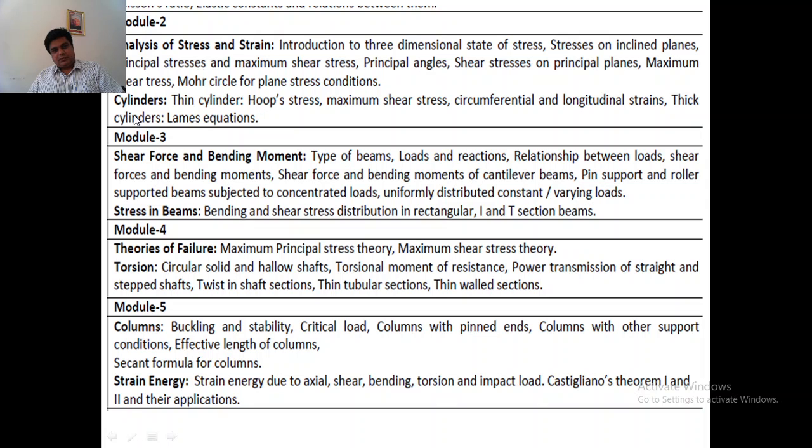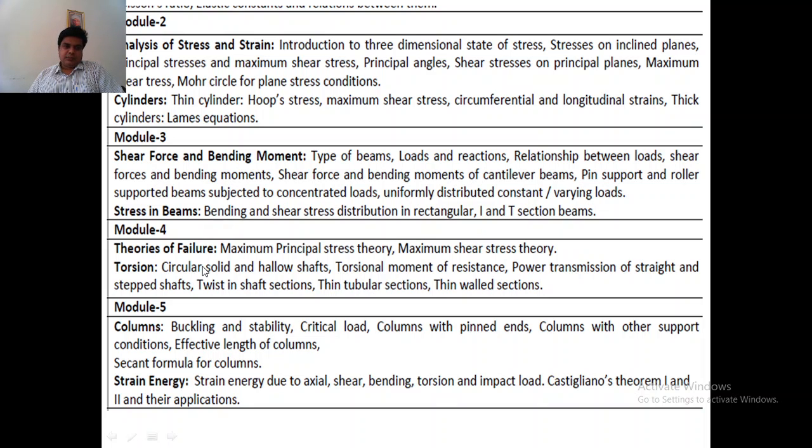In the second module we will also learn about cylinders, which are classified as thin and thick cylinders, and some theorems which are applied to them. In the third module we will understand shear force and the bending moment caused by this shear force on structural members called beams. We will also study the stresses in beams. Beams are subjected to bending and shear, so we look at beams with different cross sections.